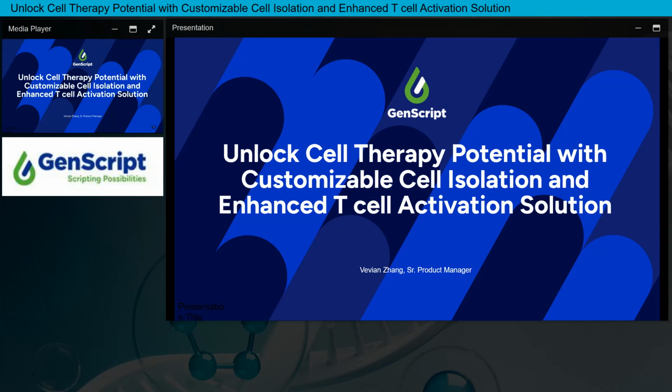Okay, thank you for this question. So the Enceed T cell activation reagent, as mentioned, is a fully biodegradable reagent, so it's completely compatible with any bioreactor. It does not need any removal step. So we don't see any issue using it with any bioreactor.